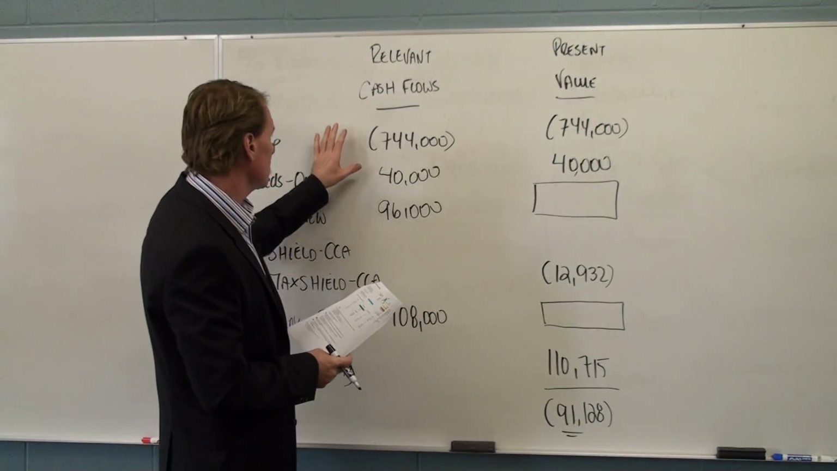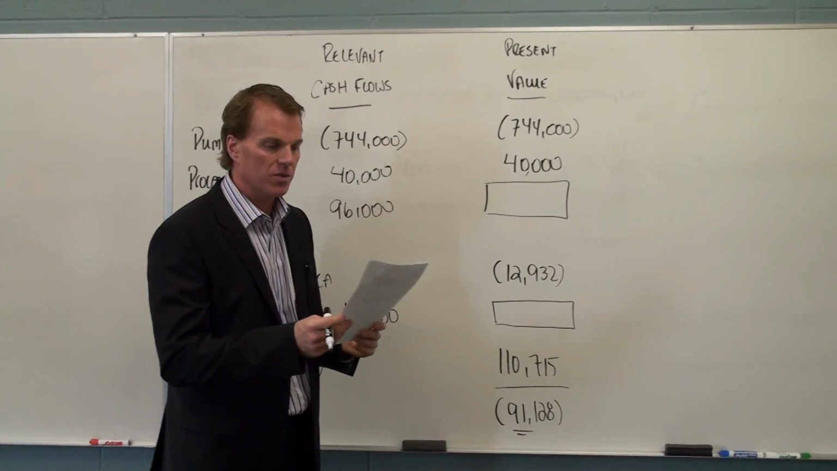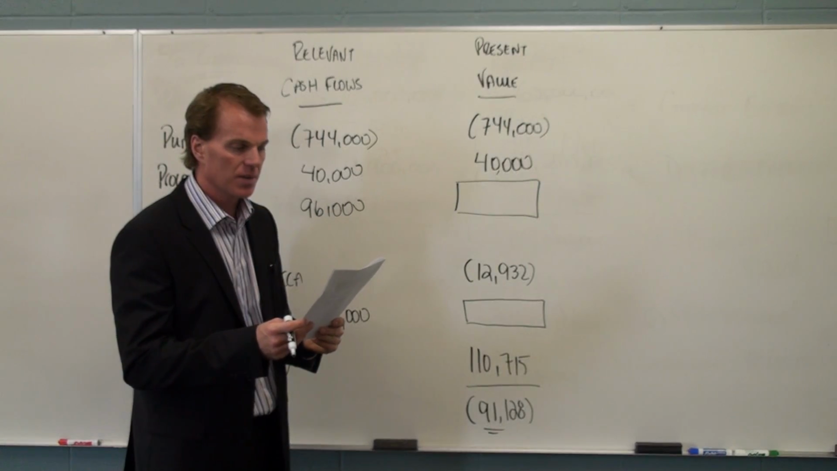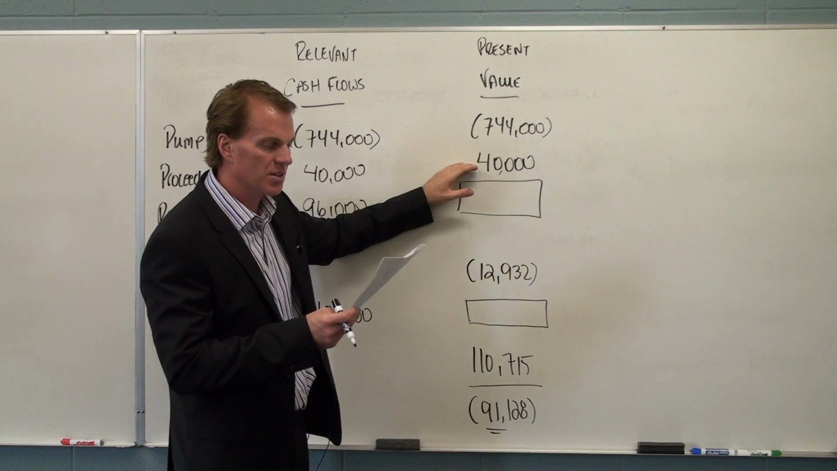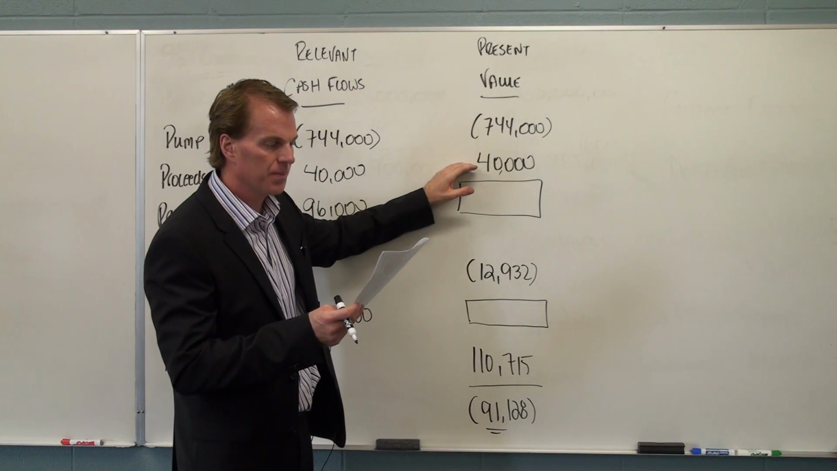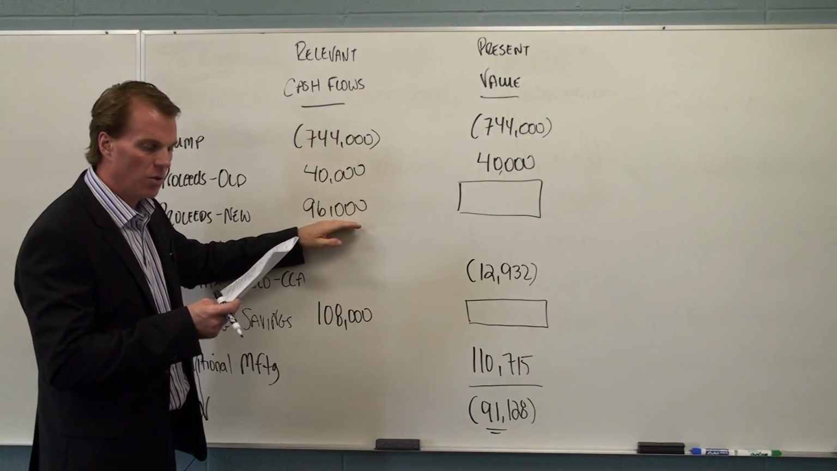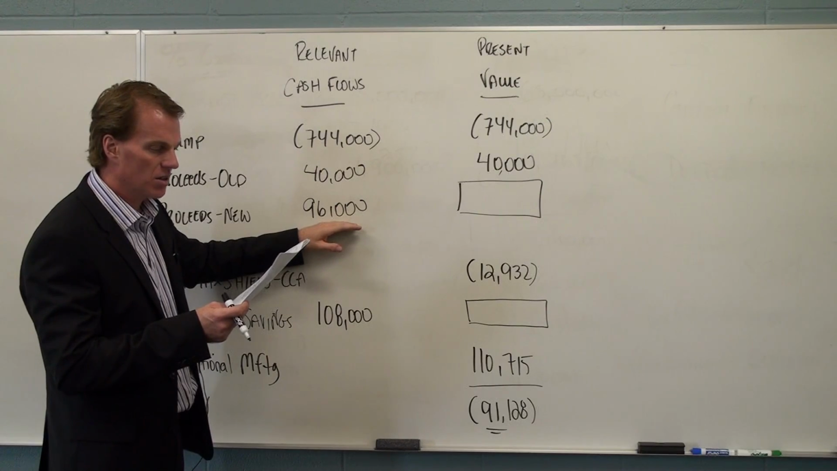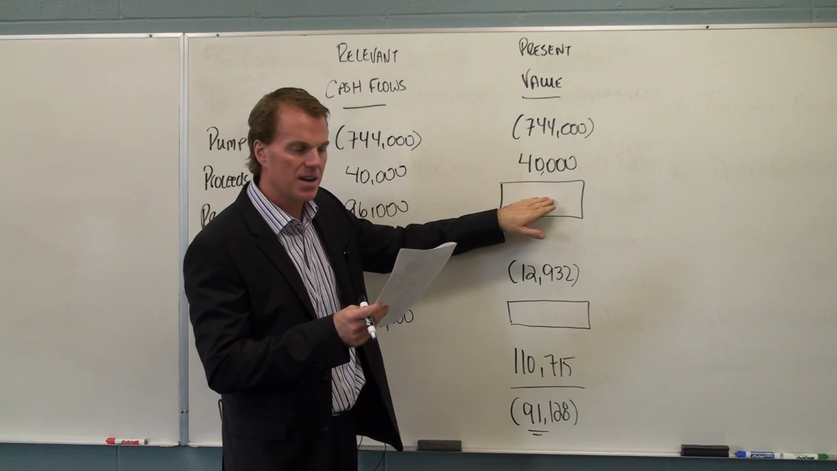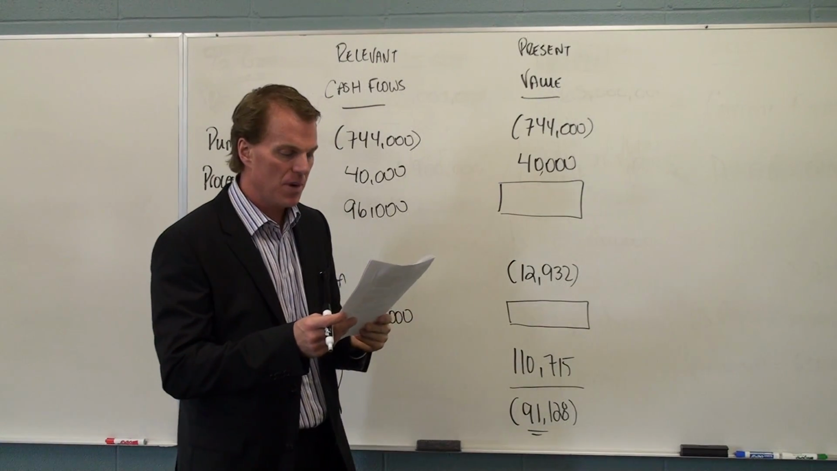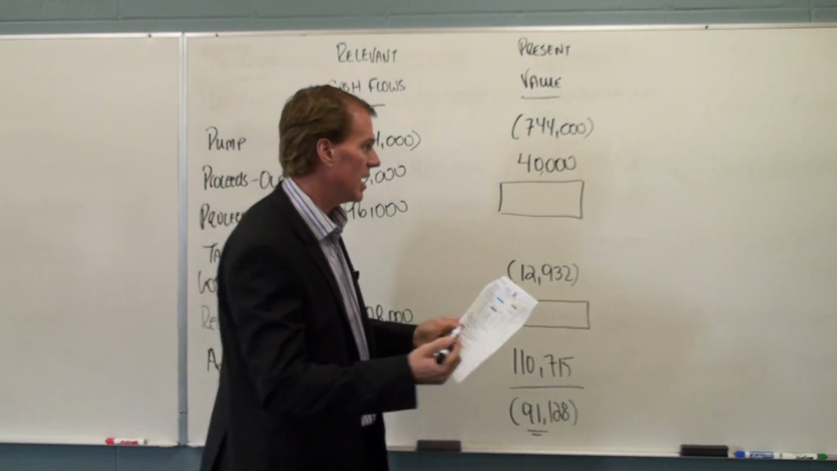First couple entries. It's going to cost us, if we decide to go with this pump, a minus $744,000. That's cash going out. Now, if we sell the old pump, we'll receive a positive $40,000 coming back into the company. Now, if we go with the new pump, we're told we'll be able to sell it 4 years from now at $96,000. What we have to recognize is that $96,000 is not the answer here, because we're not going to receive that money for 4 years. So what we have to do is calculate that.